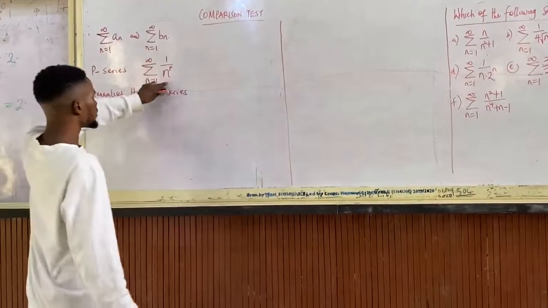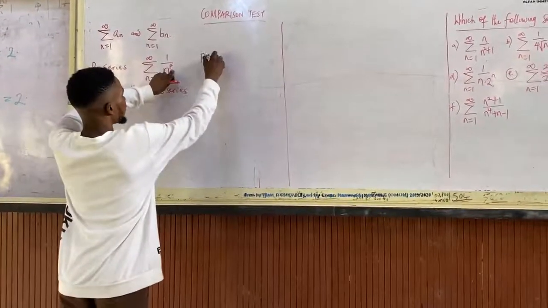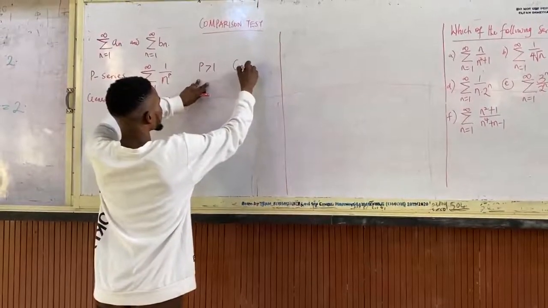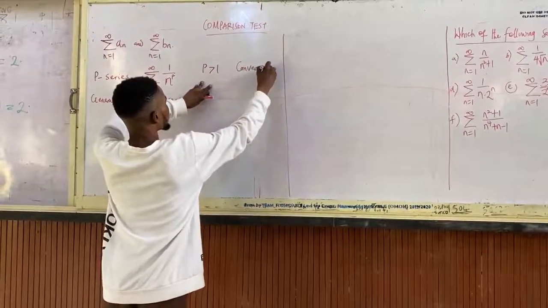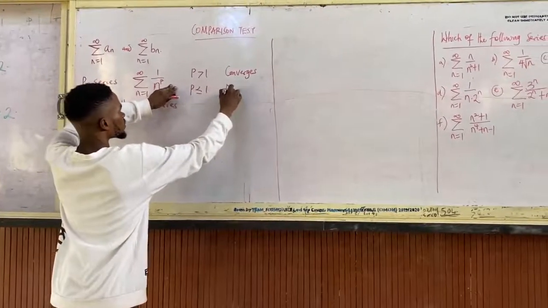Now this series, 1 over n raised to power p: if p is greater than 1, that means this series converges. But if p is less than or equal to 1, that means this series diverges.